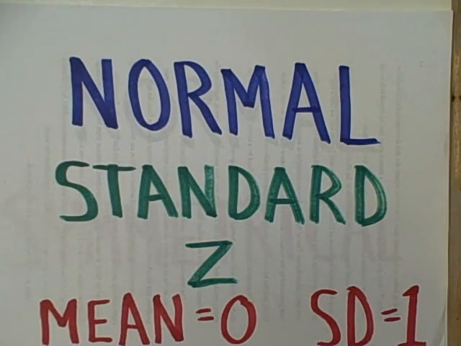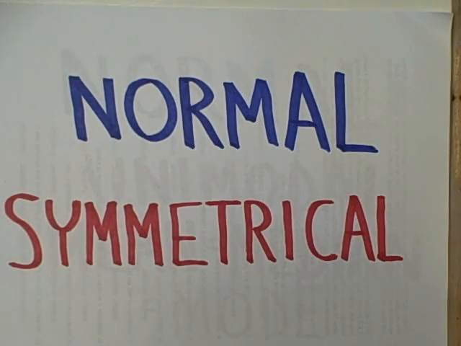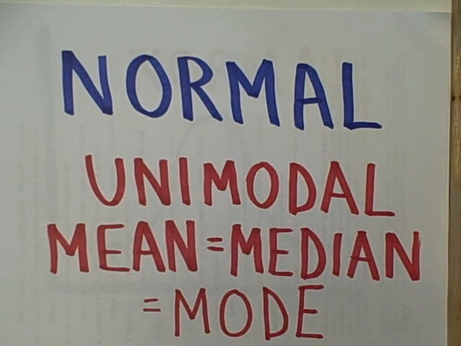The normal distribution can also be known as the standard curve or z-curve, especially when the mean is set at 0 and the standard deviation at 1. The normal curve is symmetrical. The left half of the curve looks like the right half of the curve. The normal distribution is unimodal. In other words, the mean equals the median equals the mode.